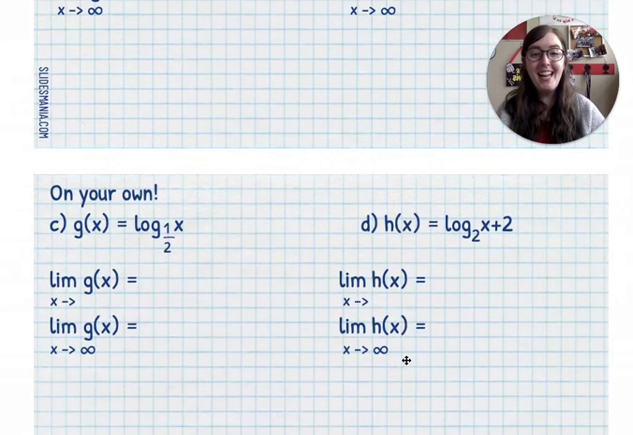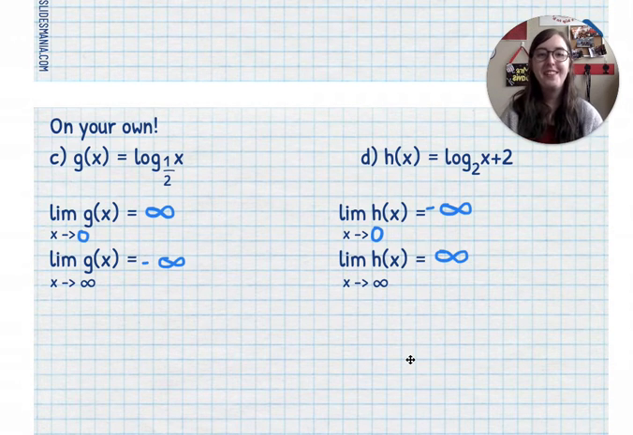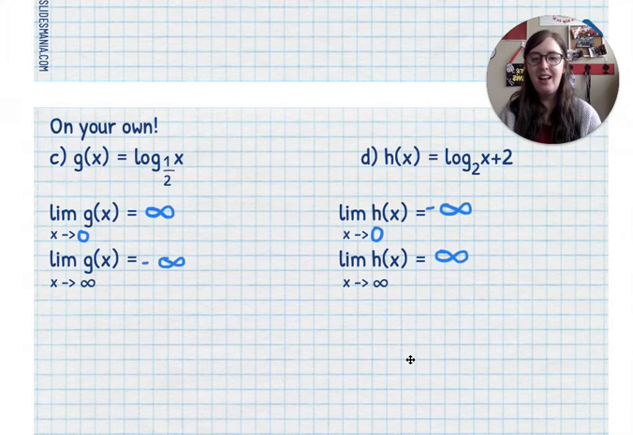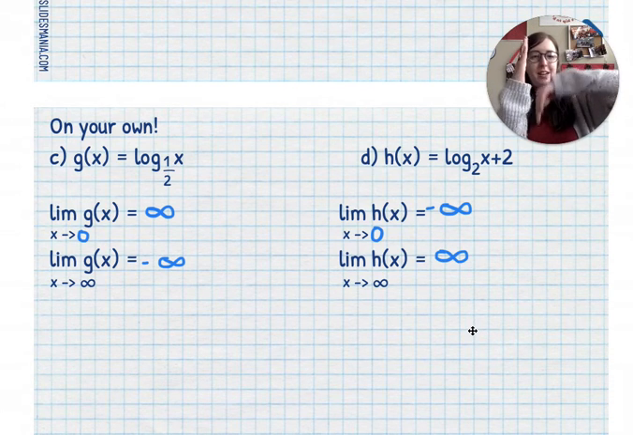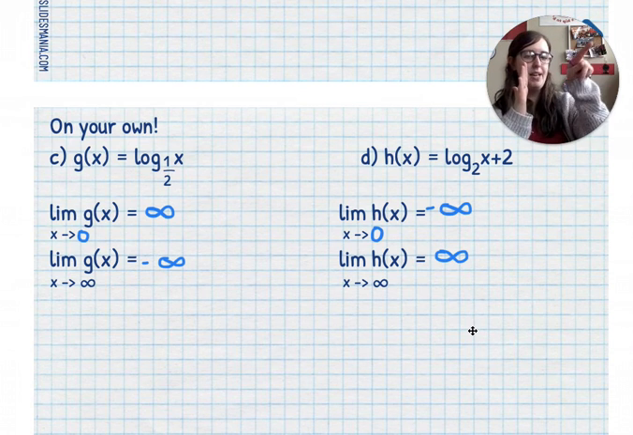Please go ahead and try those next two on your own. All right, so that log base 1/2 of x, if you need an explanation, go back and watch the graphing logs video. And over here, this is just another that we shifted up 2. So still my graph is going to be looking the same way. As x gets close to 0, my y's go to negative infinity. As x gets really big, y gets really big.